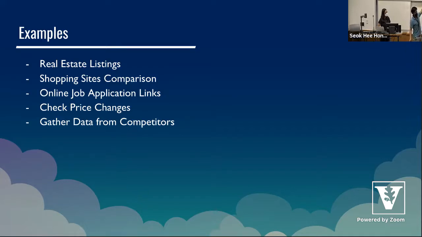Online job application links. If you're applying for internships, you're applying to jobs, this is actually what we'll be doing in the last 20 minutes. We'll actually be scraping a real job application site so we can get links to apply to. Check price changes, I kind of mentioned that before, and then gather data from competitors. A lot of companies would like to inventory other companies' data. This is actually the work that I did over the summer. Very useful for companies, saves a lot of time and a lot of money. So these are just a couple of ideas that implement web scraping. If this is interesting to you, then you're in the right place.